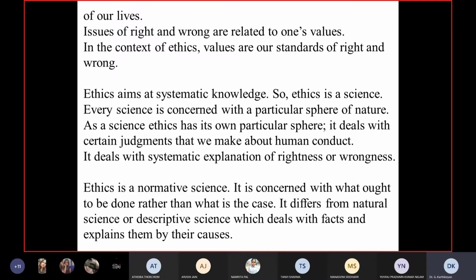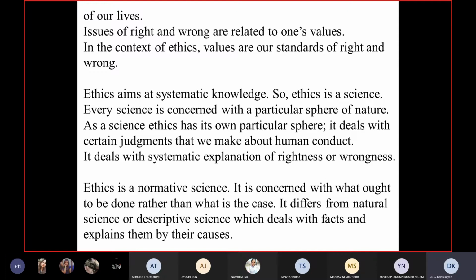So ethics aims at systematic knowledge. Ethics is considered a science, and every science is concerned with a particular sphere of nature. For example, mathematical science is concerned with numbers, chemistry is concerned with chemicals, biological science is concerned with life and life forms and how they work, how they do different things, activities, right?